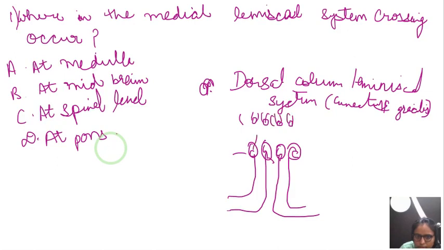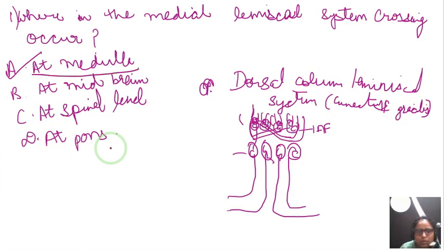It is coming here to the nucleus cuneatus and nucleus gracilis, where the first order neuron synapses and the second order neuron starts. Here it crosses at the medullary level and forms the IAF, that is, internal arcuate fibers. So our answer is, the crossing occurs at the medulla. This is the right option. It is very simple.